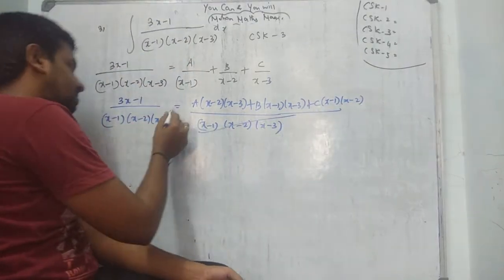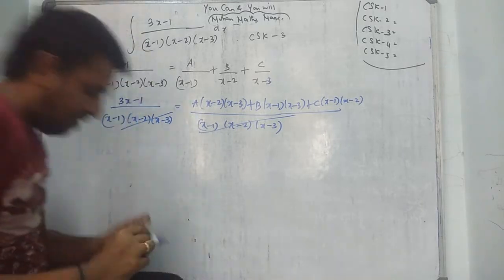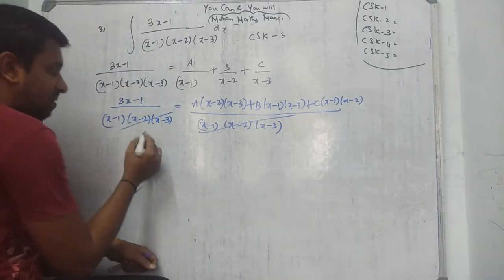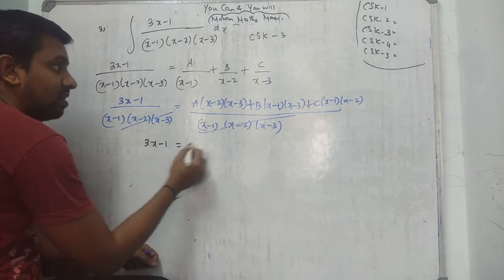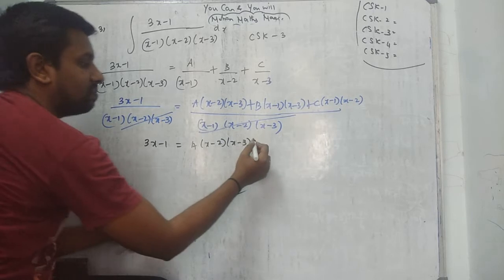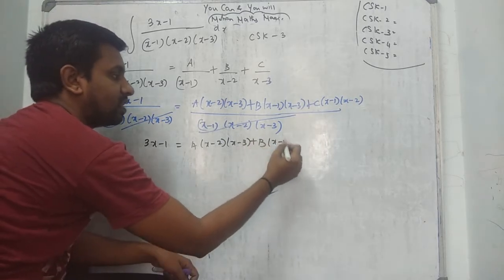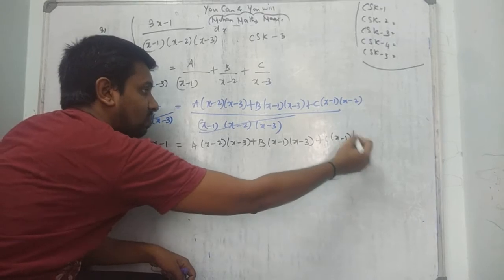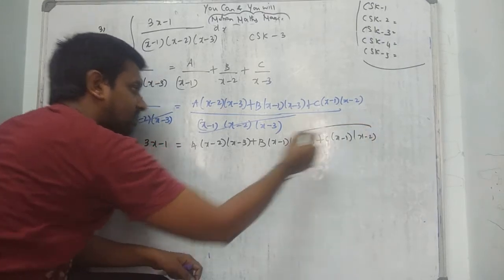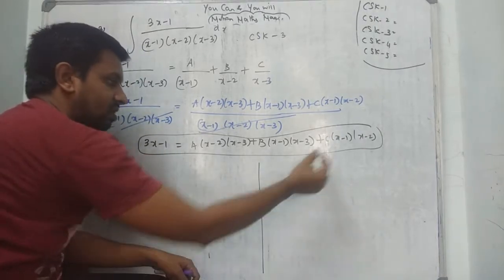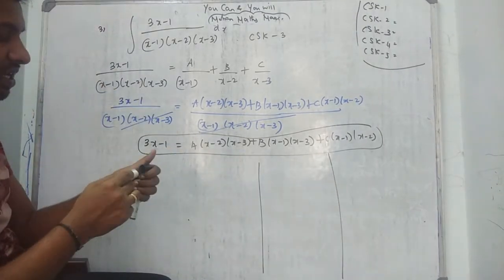Now the denominators get cancelled. Now therefore the old numerator and the new numerator. Old numerator 3x minus 1. New numerator A into x minus 2, x minus 3, plus B into x minus 1, x minus 3, plus C into x minus 1, x minus 2. Now for these 3 terms you have to use the shortcut.